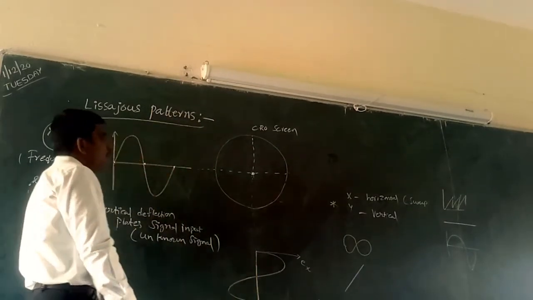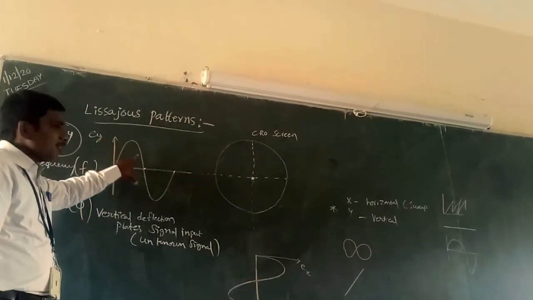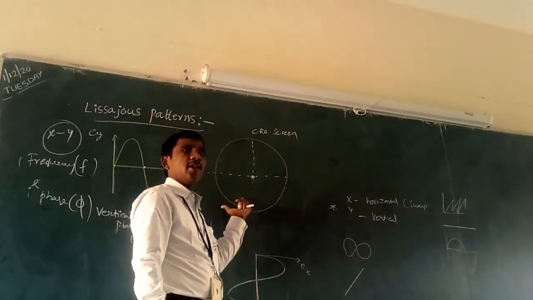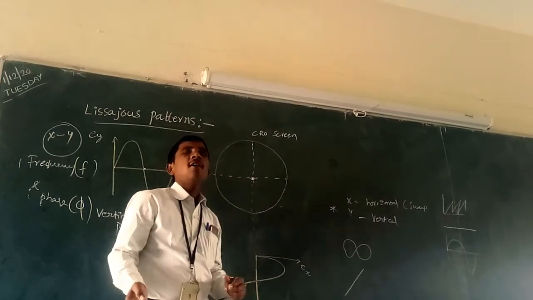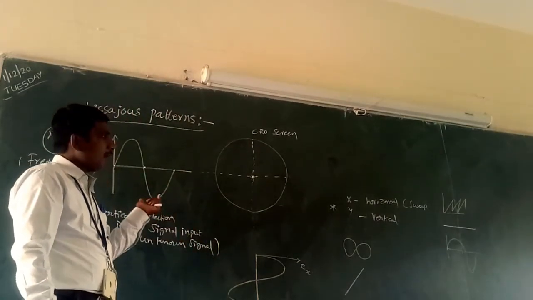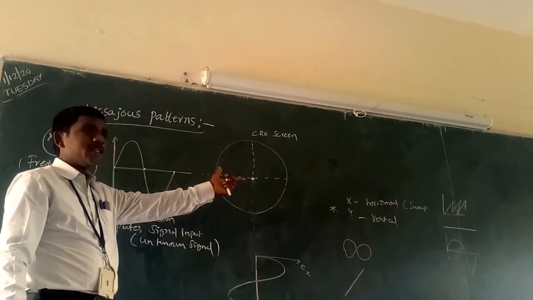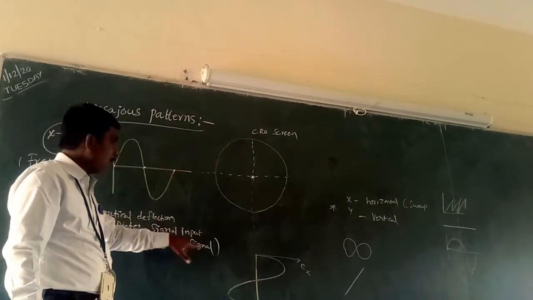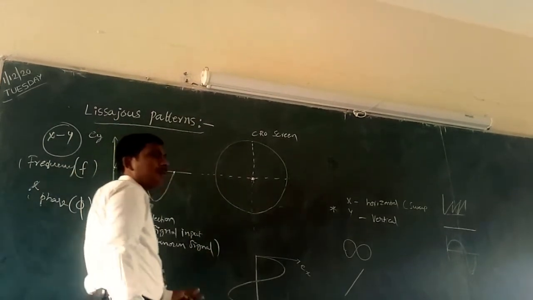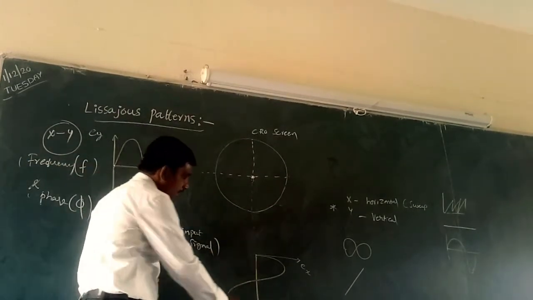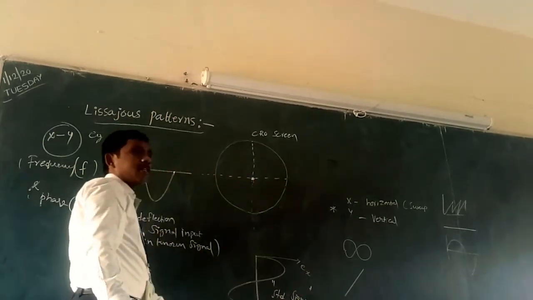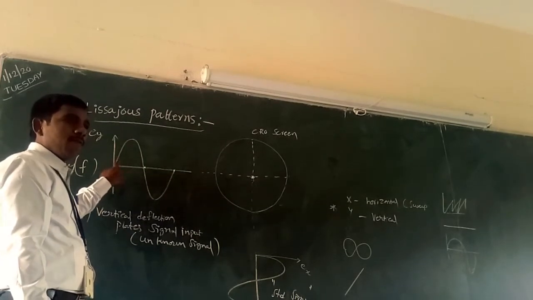Now, when two sinusoidal signals are applied to the X plates and Y plates, both the plates, the pattern obtained on the CRO screen is called a Lissajous pattern. Inside, we disconnect the time base generator from the horizontal plates. This is the horizontal deflection plates input, also known as the standard signal. The standard signal is applied to the horizontal deflection plates, and the unknown signal is applied to the vertical deflection plates.